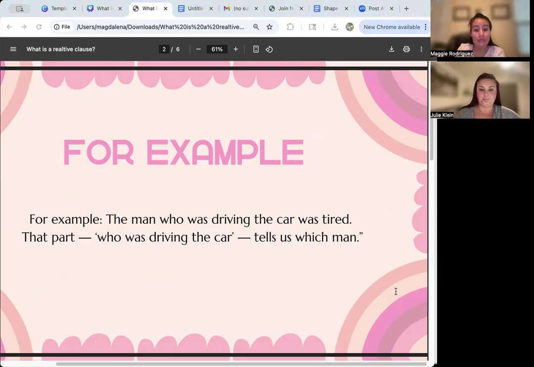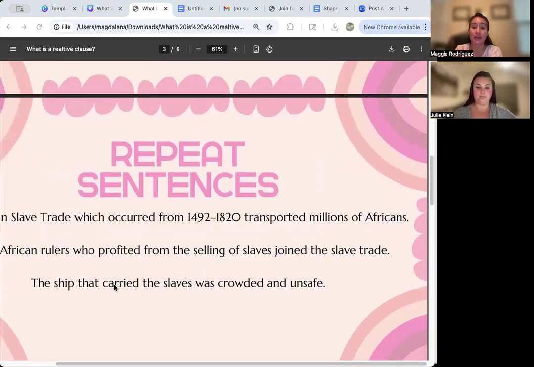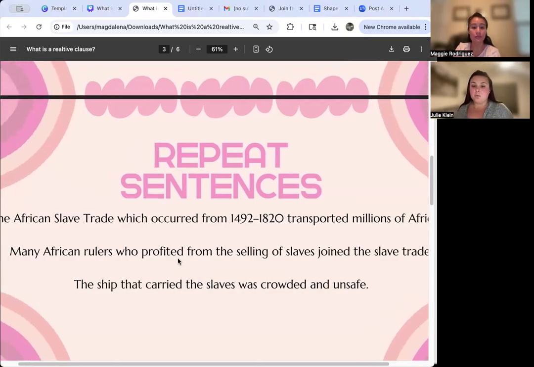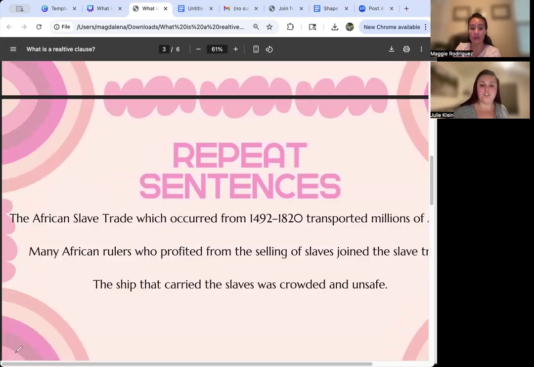Okay, let's practice. I'm going to say the sentence and then you're going to read it after me. The African slave trade, which occurred from 1492 to 1820, transported millions of Africans. Okay. The African slave trade, which occurred from 1492 to 1820, transported millions of Africans. The relative clause is going to be which occurred from 1492 to 1820. Perfect. Yes. Okay, let's do the other one.